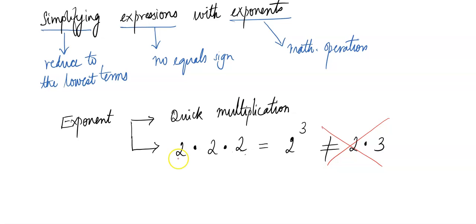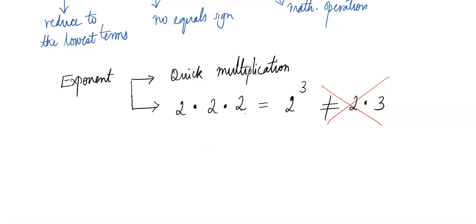So think about it. 2 times 2 times 2. So 2 times 2 is 4. 4 times 2 is 8. So 2 power 3 is 8. 2 times 3 would be a 6. So that is wrong, isn't it? So what is this 2 power 3?